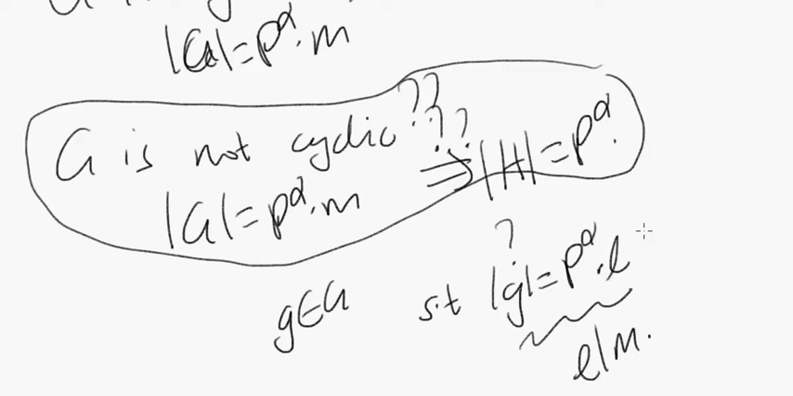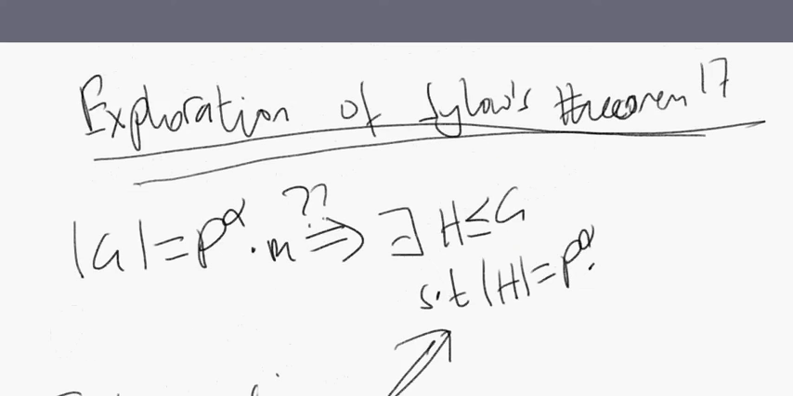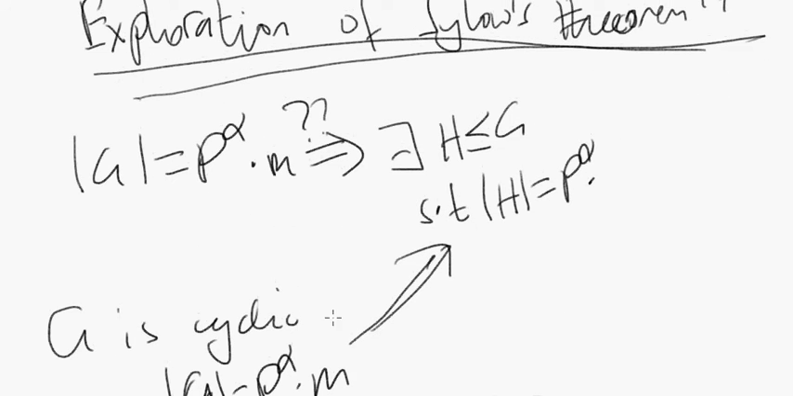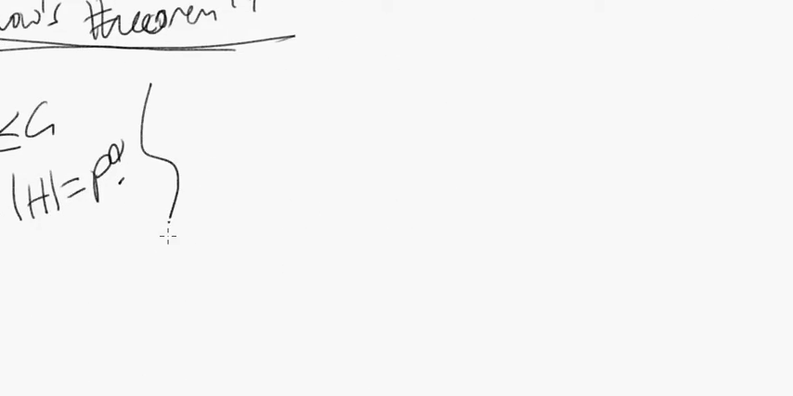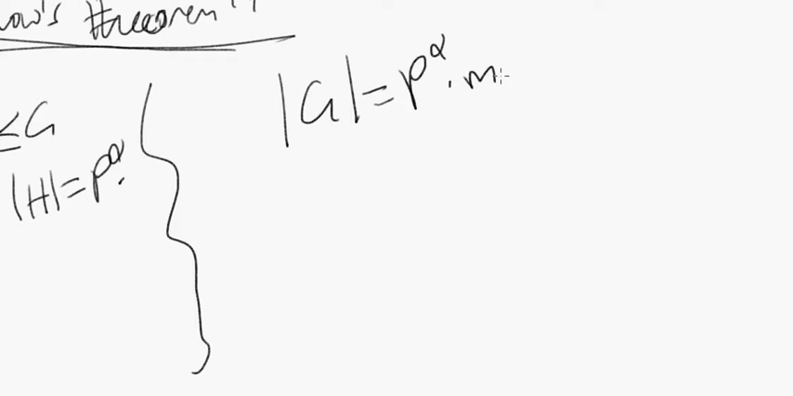Before, in the last video, we came upon this idea. Not sure if it will work, but let's at least determine that it won't work. So the idea goes like this. We have some group whose order is p to the alpha times m. All well and good.